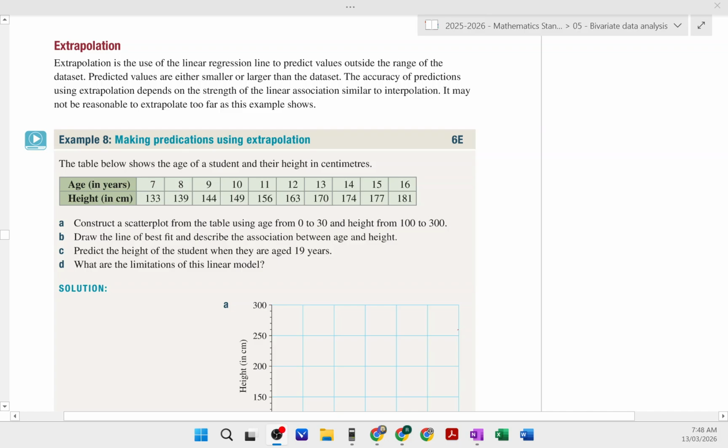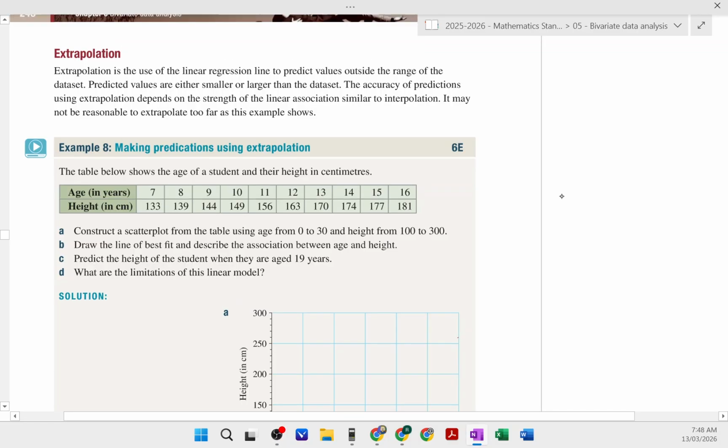Okay. Previous question we did used interpolation to make predictions. This time we're going to use extrapolation. So inter means inside, extrapolation means outside. Okay, so when we did that previous one, we were making predictions inside the range of data.